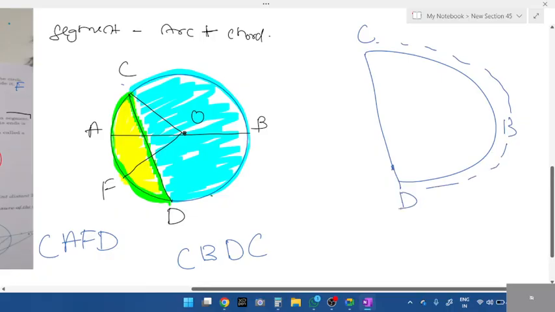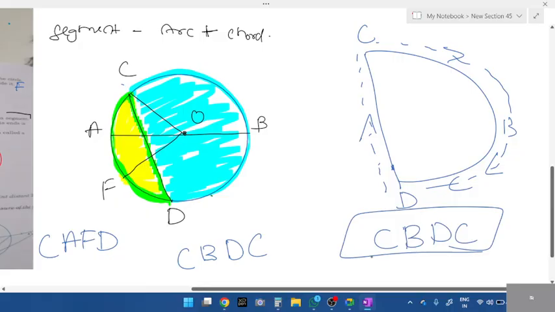Then from B to D. Again from D back to C. Look at the dotted lines. So this is how you write the major segment. Start from C, C to B, B to D, then again back to C. This is the major segment answer. Minor segment is the smaller one, the yellow one. Start from C, A, F, D, C. 2 points are mentioned. You can just ignore any 1 point. You can write C, A, D, C as the answer.